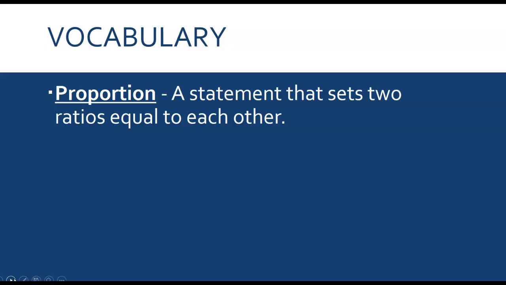It's a statement that sets two ratios equal to each other. If A divides B equals C divides D, and A to B, oops, sorry, that should be a semicolon. If A is to B equals C to D. So it looks a lot like a ratio that we were talking about before. What's the big difference now? There is an equal sign.